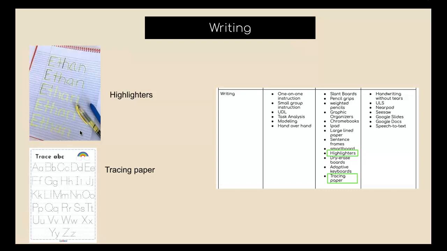Some of my students do require hand over hand even with the highlighter. The tracing paper, I do love. We'll do it often, like every day, especially for my friends who are working on writing their letters, their numbers, or words. So these are my two preferred.